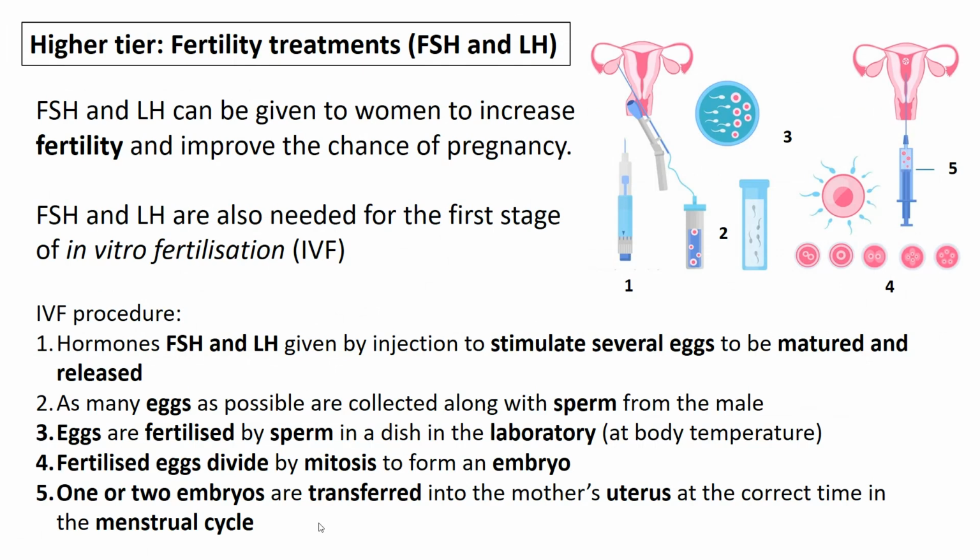When the embryo is around 8 cells in size, 1 or 2 of them may be transferred into the mother's uterus at the correct time in the menstrual cycle. So that's normally after day 14, where if a natural fertilization event would happen, it's around then.